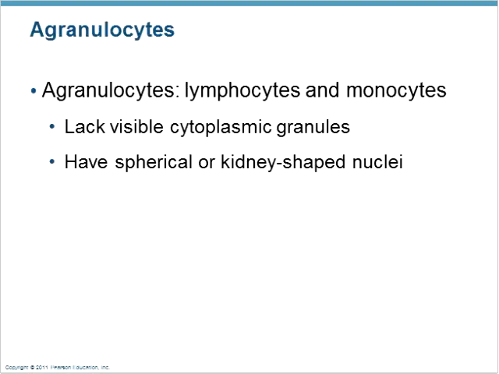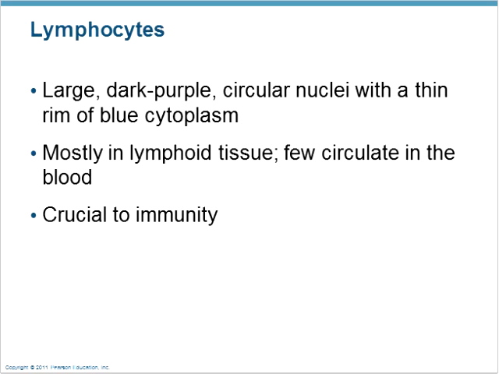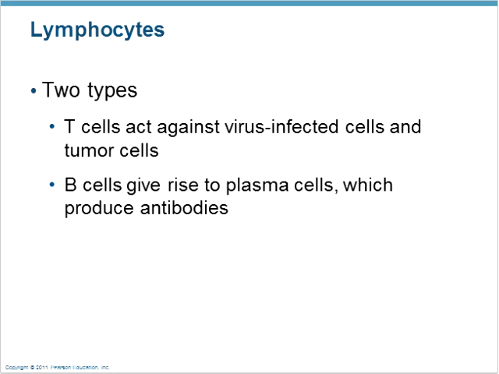There are two agranulocytes. That includes the lymphocytes and the monocytes, and they don't have any visible cytoplasmic granules. They usually have a spherical or a kidney-shaped, U-shaped, if you will, nucleus. The lymphocytes have a dark purple circular nucleus with a very thin rim of blue cytoplasm. Not very much cytoplasm is seen. They're mostly located in lymphoid tissue, and a few circulate in the bloodstream. And they're very crucial to immunity.